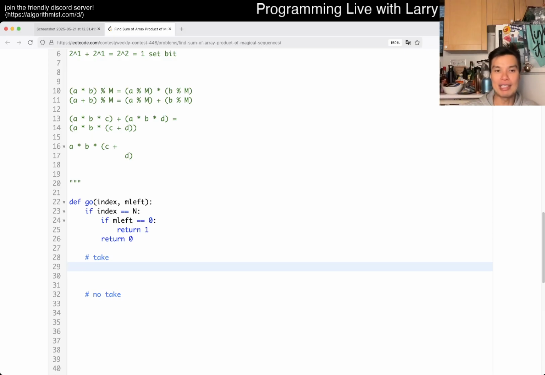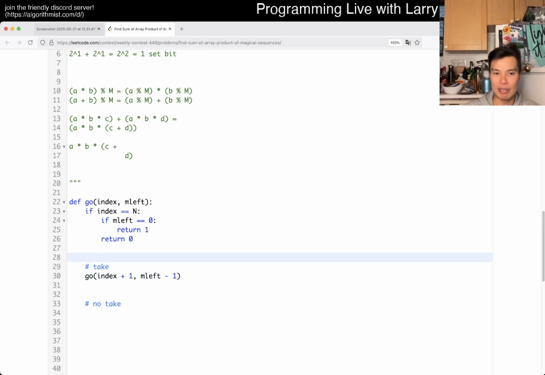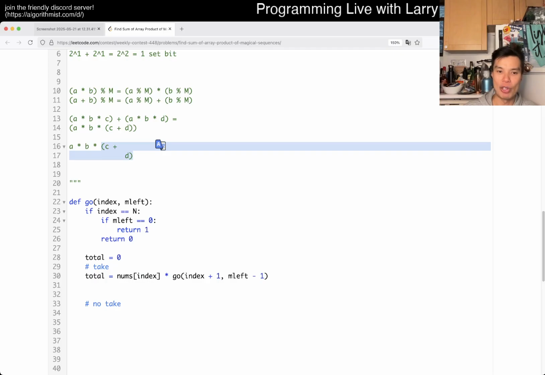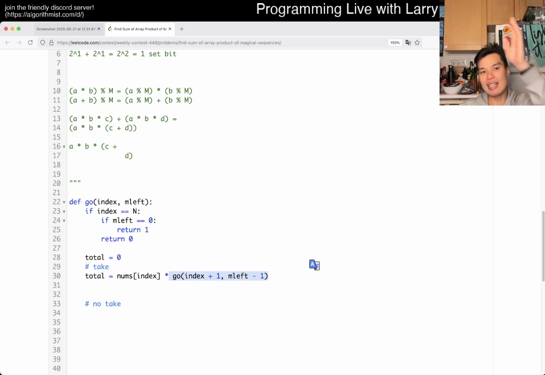So take means that, okay, we take this number. What does it mean to take this number? Well, index plus 1 is obvious, and then we used up an m, right? But what does that look like? Then now total is equal to nums sub index times this thing, right? This being the rest of this. This nums sub index you can think about as like this b, where all the parentheses is the recursion part, right? Of c and d and everything in between afterwards, right? So that's basically the idea.